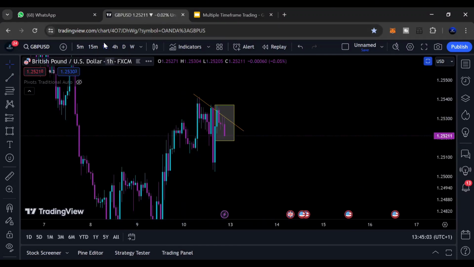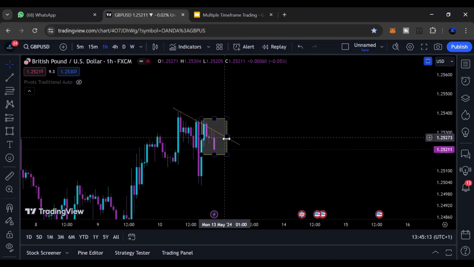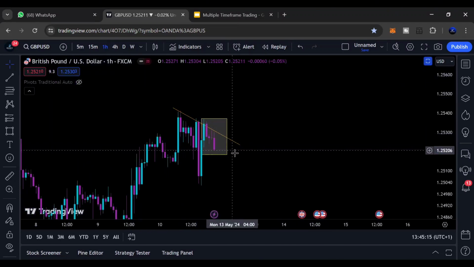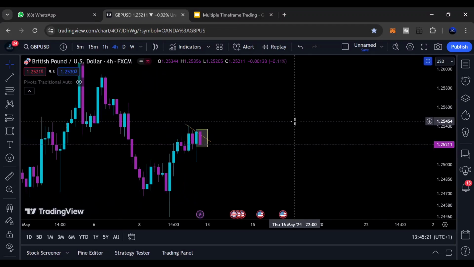Or let's say you want to use the 1 hour time frame as your lower time frame. Your higher time frame has to be the 4 hour. So let's say this is what we are getting already on the lower time frame of 1 hour. So we're already getting a sell signal. Now let's look at the 4 hour chart to see what it is telling us.